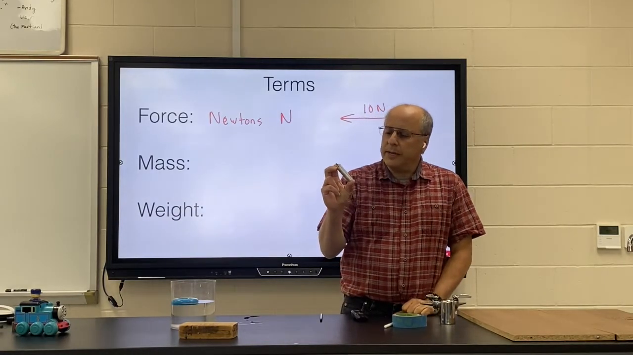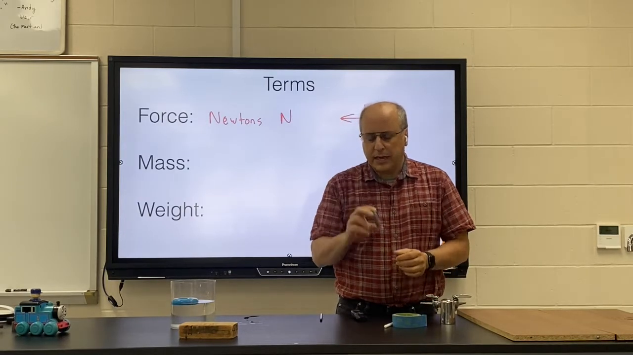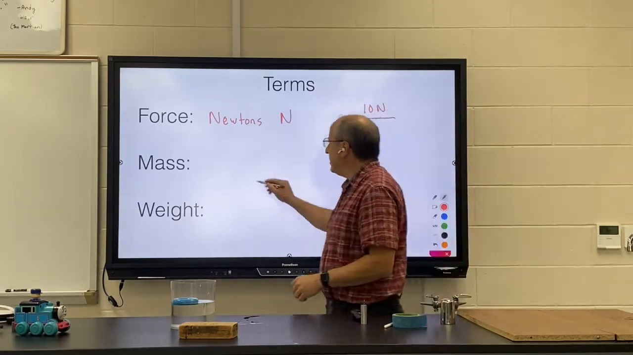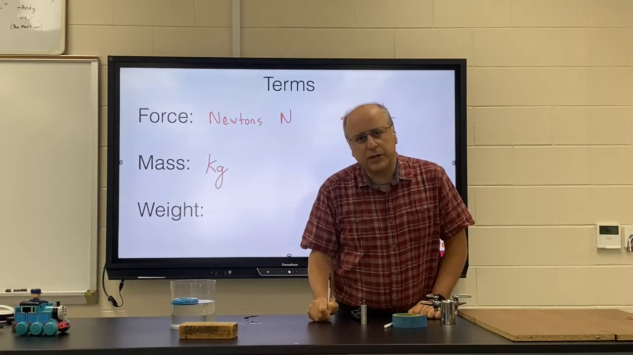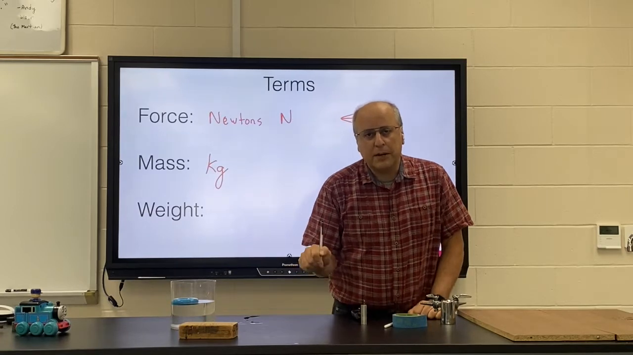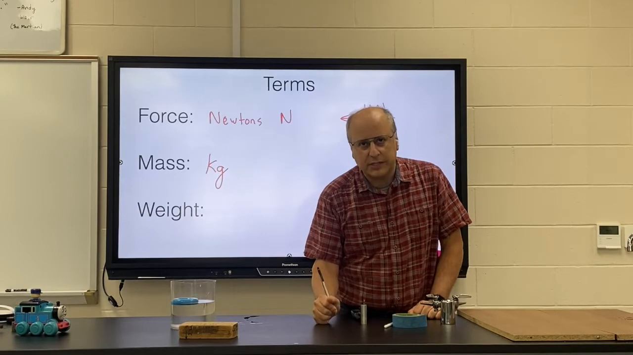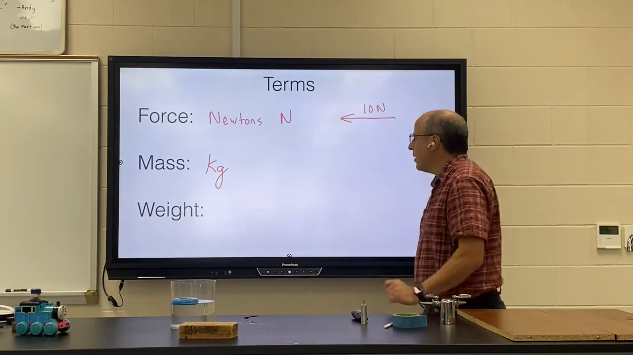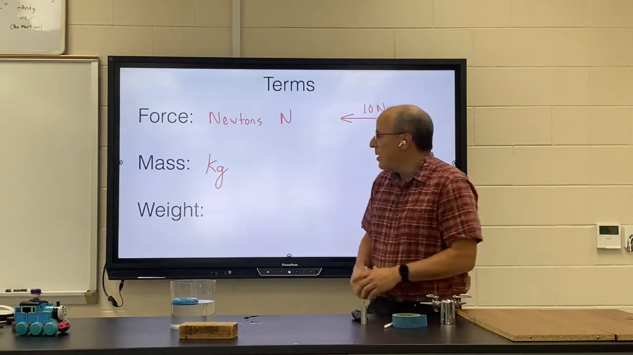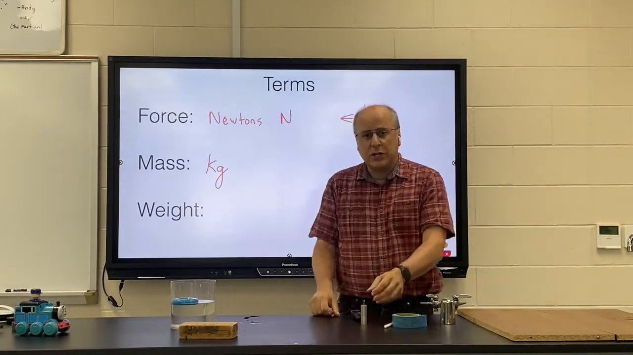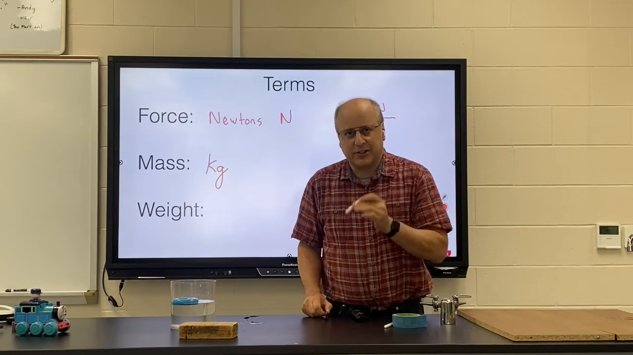The next term is the term mass. Mass refers to the amount of matter inside an object. Mass is measured in kilograms. I know that a lot of times in chemistry you worked in grams, but in physics we want to use kilograms, and that is the international standard for mass. Weight is oftentimes confused with mass. Mass just tells you how much matter it contains. Mass is not a vector.